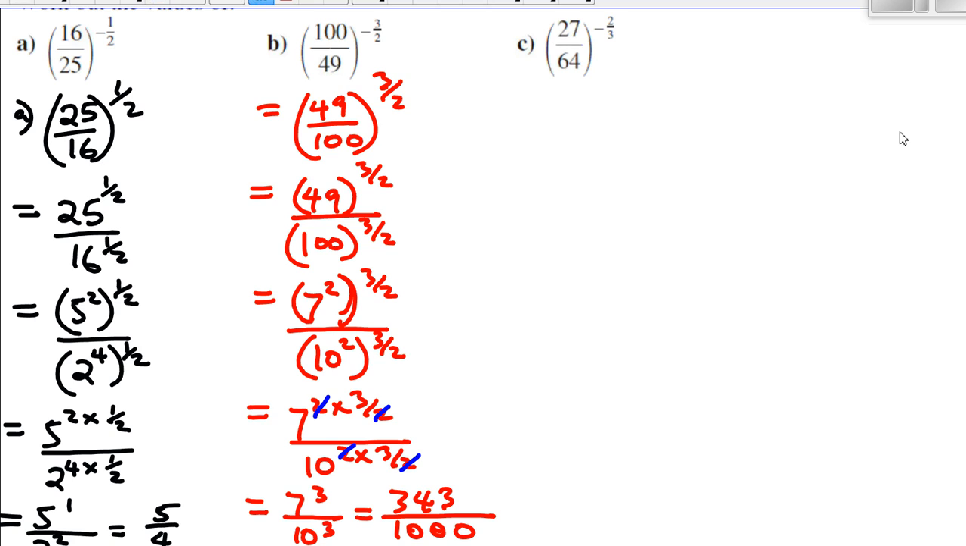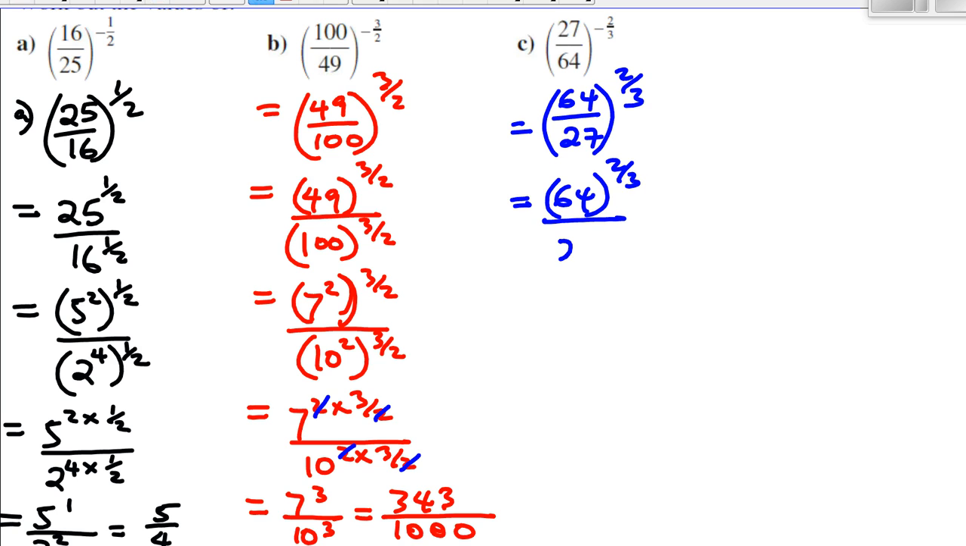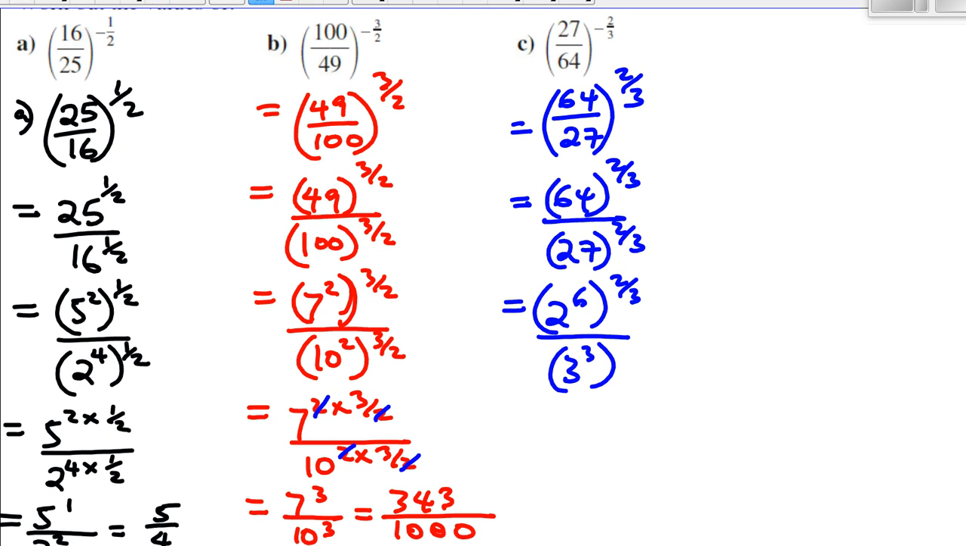First of all, we need to get rid of the negative power. So 64 over 27 to the power of 2 over 3. After that, it's everything to the power of 2 over 3. So you have 64 to the power of 2 over 3 over 27 to the power of 2 over 3, which will be equal to, now 64 is actually 2 to the power of 6. So 2 to the power of 6, to the power 2 over 3, over 3 to the power 3, to the power 2 over 3, which will be equal to, now that's a 2, and that's a 6.